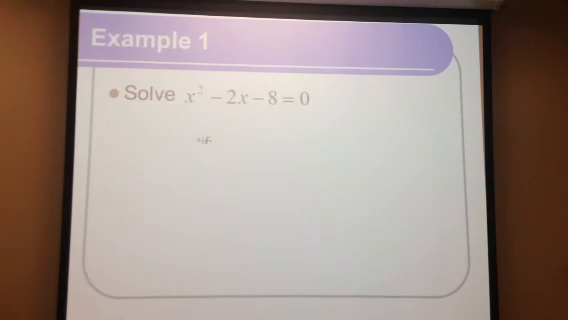Step 2, we need to identify A, B, and C. What are the values of A, B, and C? Looking at that quadratic equation we've been given to solve, what are the values of A, B, and C? Basically, we just go from left to right. A is going to be 1. B is going to be -2. The sign carries, -2. And our C term is -8.